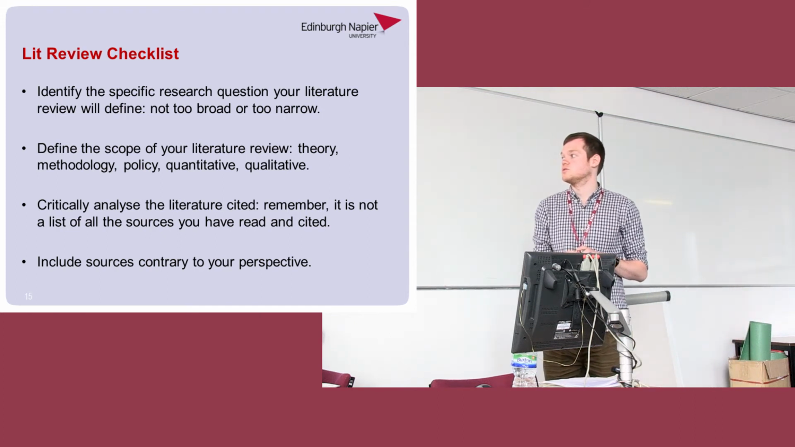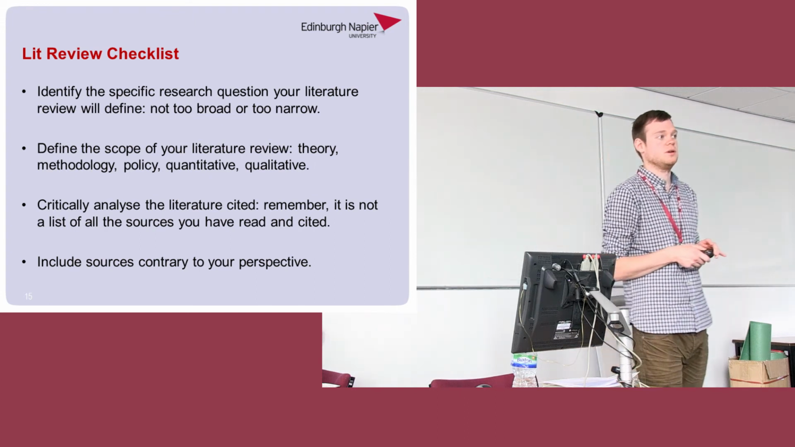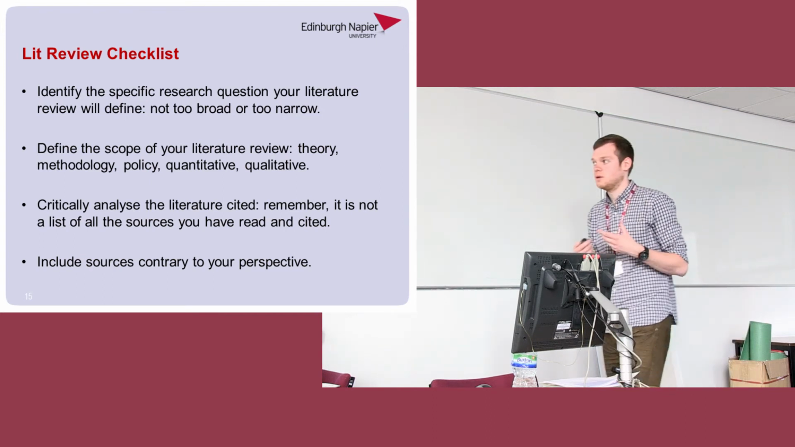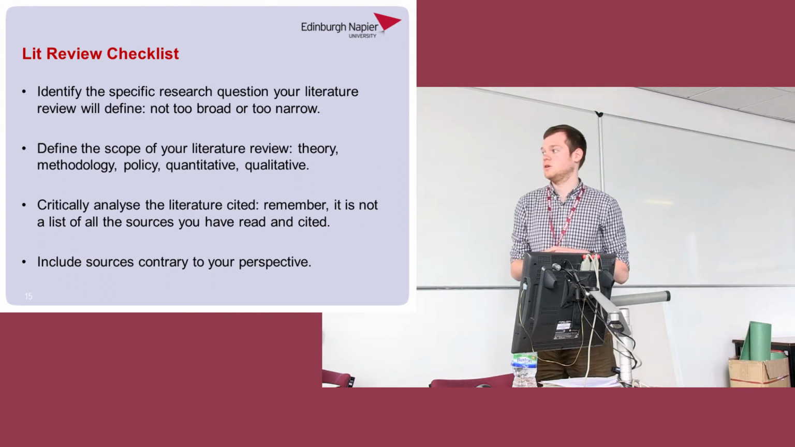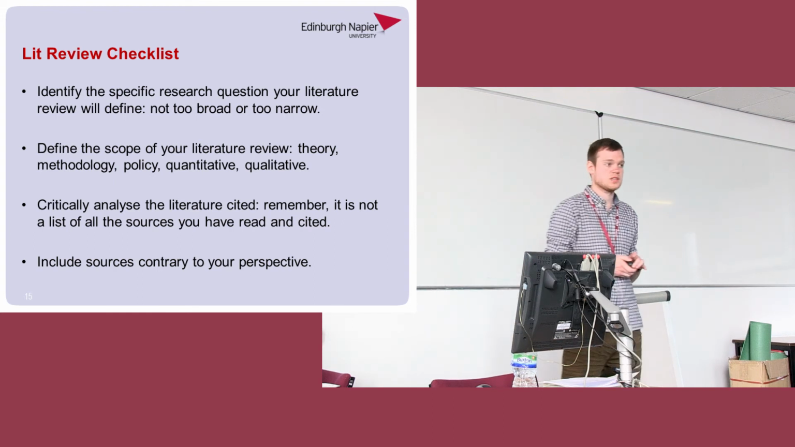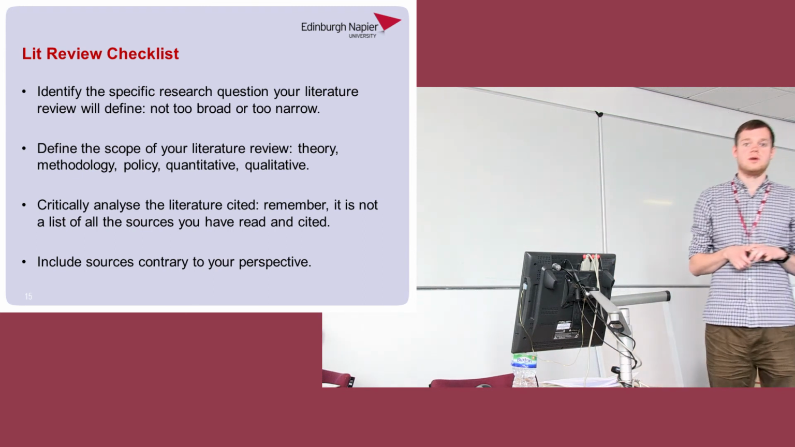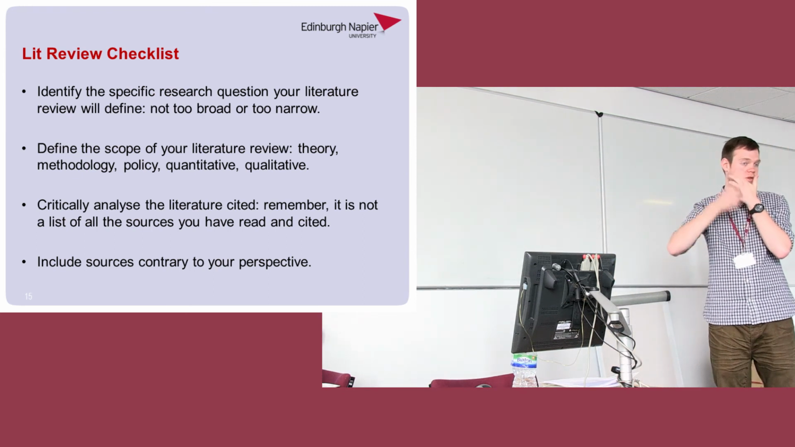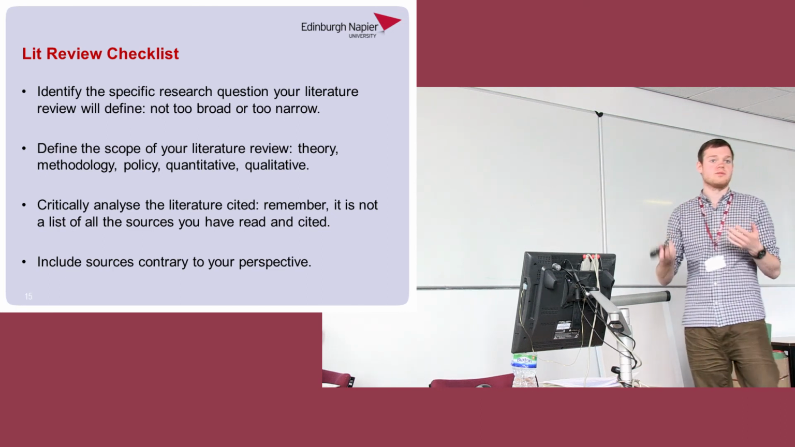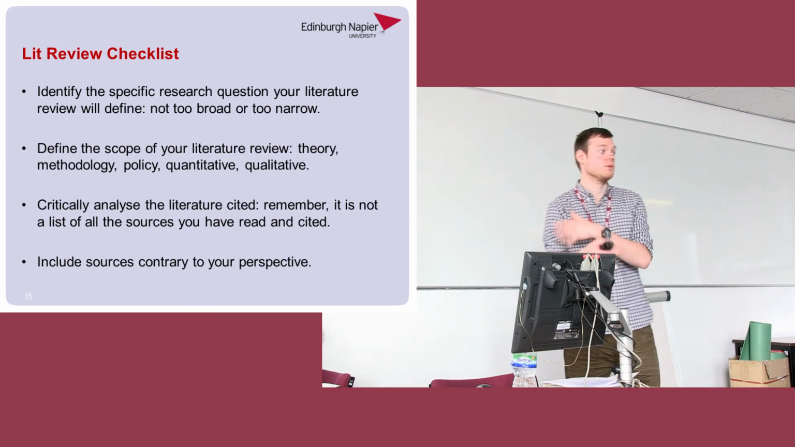Critically analyse the literature cited. Remember, it's not just a list of all the sources you've read and cited. It's not just you saying X, Y, and Z have said this and this and this. It's really getting into it and getting involved in the literature. Include sources contrary to your perspective, so you give a balanced view. That's all about being critical, as we're going to get on to. It's all well and good saying all this data and research supports what I say, but there are different views out there, so you need to show that you've looked at these different views, and rejected them, maybe saying why you've rejected them.